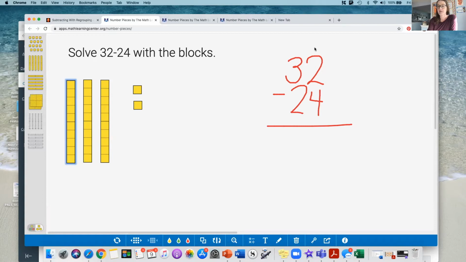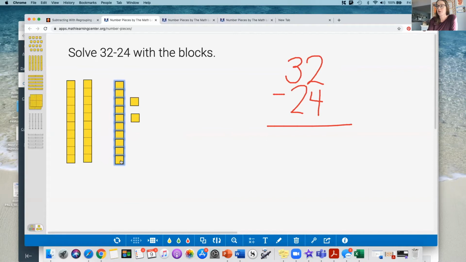So in the video, they told us to always start with the ones place. I have 2 ones, and I need to subtract 4. So right away, I go over here, and I'm like, 1, 2, wait. I can't take away 4. I only have 2. So I'm going to take this and I'm going to break it apart. And now, how many ones do I have? You can see they're broken apart. I don't have 2 ones anymore.